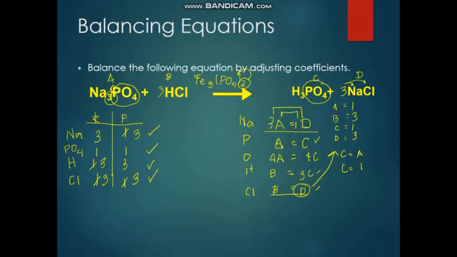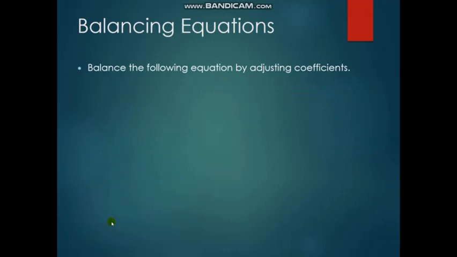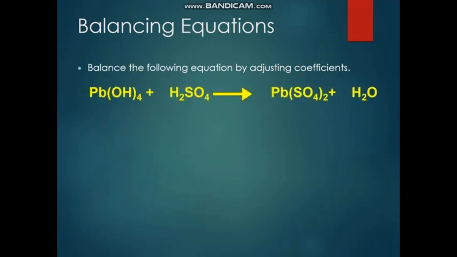Let's have another sample for this. So in this example, we have lead hydroxide, then sulfuric acid, and then lead sulfate, and then we have water. So as you can see, we have two polyatomic ions here. We have the sulfate, and then we have the hydroxide.